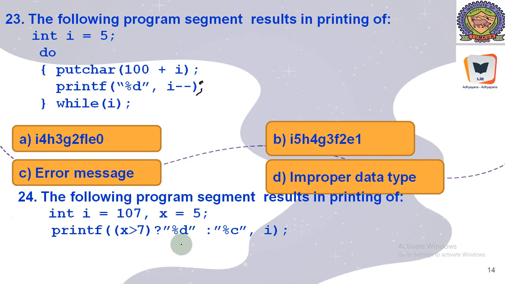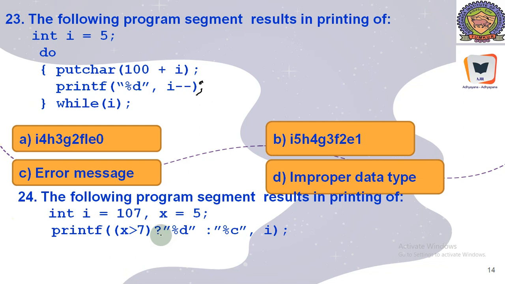Wherever a data specifier is mentioned, here there is a percentage d and percentage d. Something is to be printed either here or here. But this should be read like this: is X greater than 7? X equal to 5 actually. No. Is X greater than 7? That's how we should read it out loud.